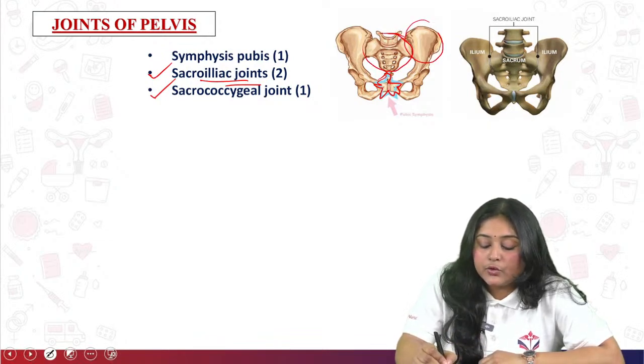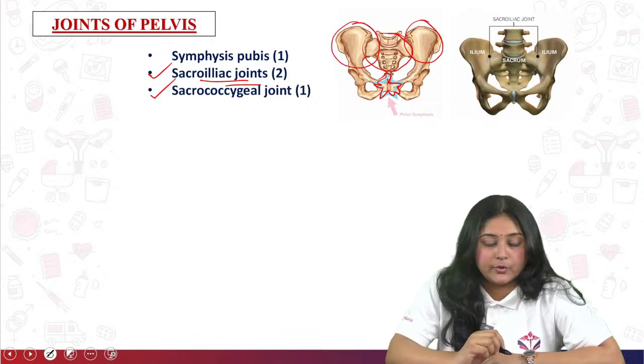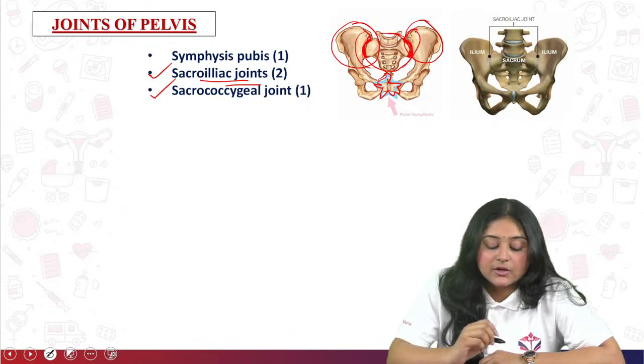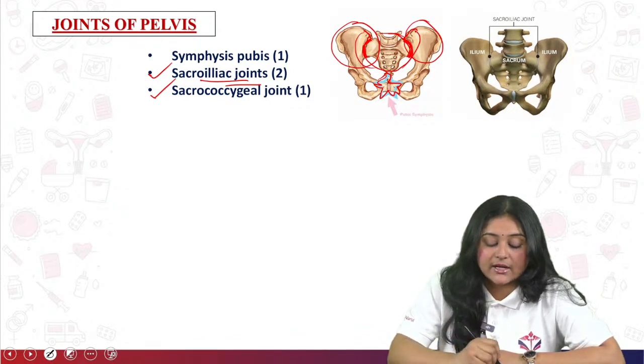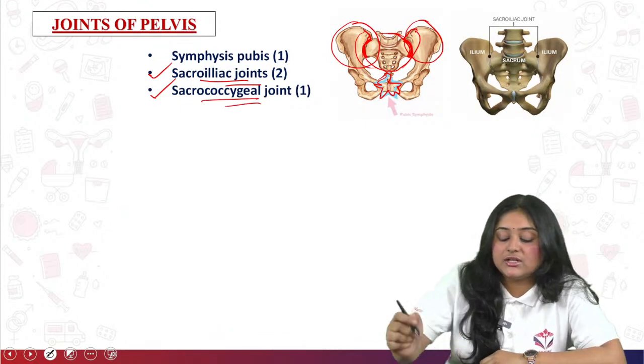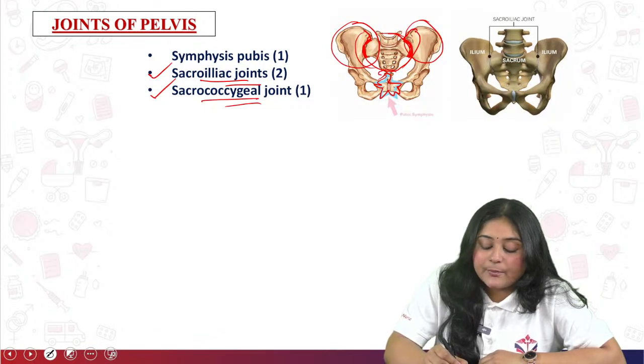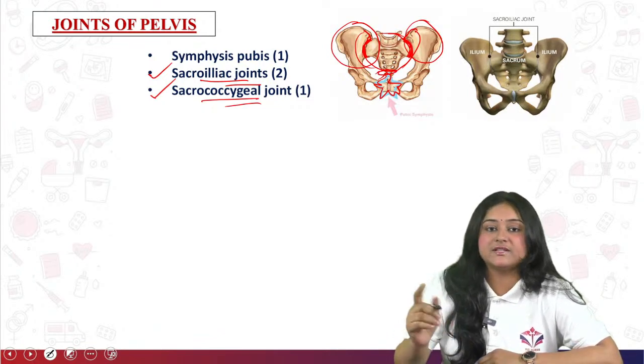So this part we know as the sacrum, and these two bones are called the iliac bones, right? Where the sacrum and ilium come and fuse together, this part is known as the sacroiliac joint. That's why there are two sacroiliac joints. And the sacrococcygeal joint is where the sacrum and coccyx are fused together at the posterior part. The sacrum is five fused bones and the coccyx is four fused bones.